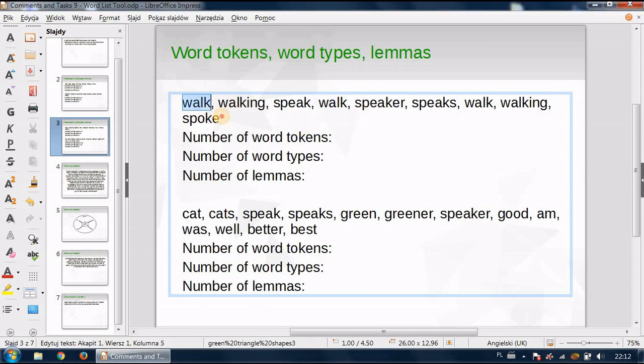I want you to calculate the number of word tokens, word types, and lemmas for these words here. Okay, so stop the recording. Do it now, please. Okay, so number of word tokens is easy. It's 9. 1, 2, 3, 4, 5, 6, 7, 8, 9. That was easy. Number of types. 1, 2, 3. This is the same, so still 3. 4, 5. The same. 6. No, it's the same. 6. So the number of word types is 6.